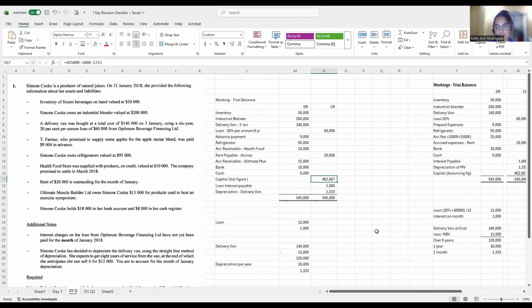You know how your financial statement is structured? All you have to do now is take the information from this working trial balance and plug it into your financial statement.